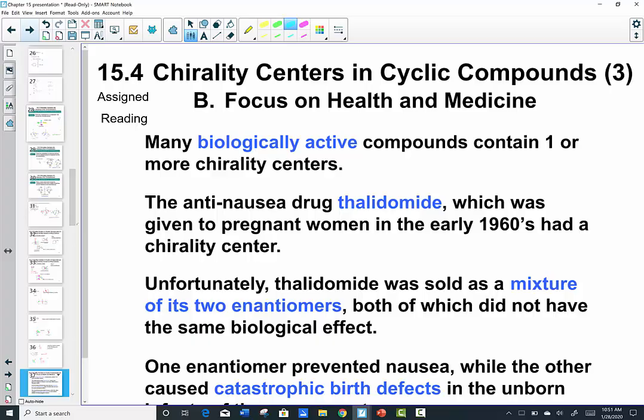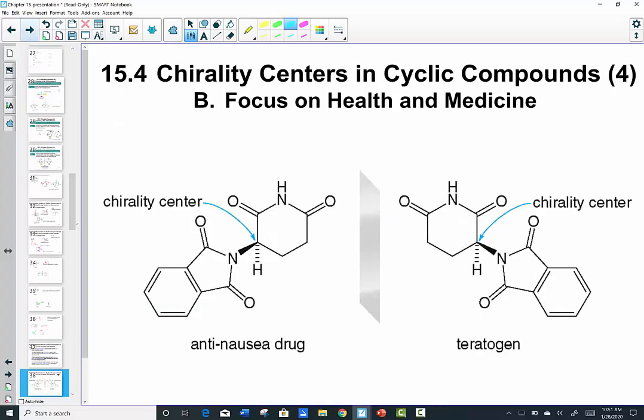You have some assigned reading at this point to finish off this section. Focus on health and medicine. So looking at your reading, 3-dimensional shapes of molecules, you're going to read and pull out 3 to 4 most interesting points from the reading. And then I just wanted you to keep going and think about chirality centers and their importance in the pharmaceutical industry. You're going to read about some interesting medicines and just use your time there to fill out some of those assigned reading pages.